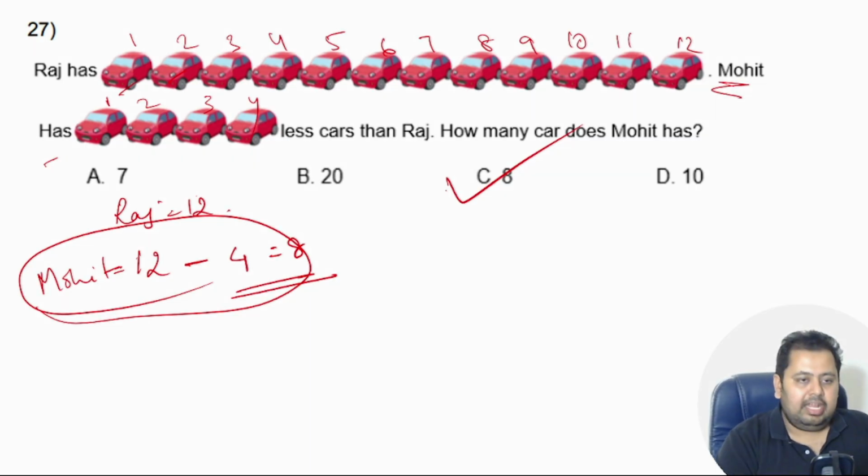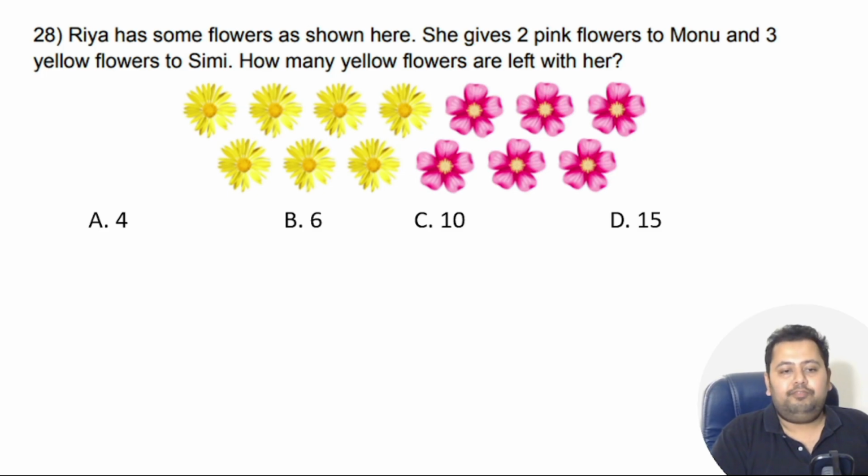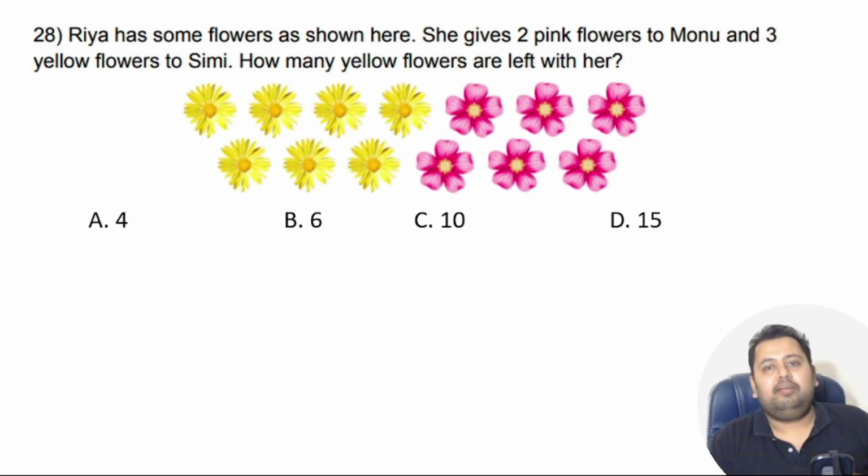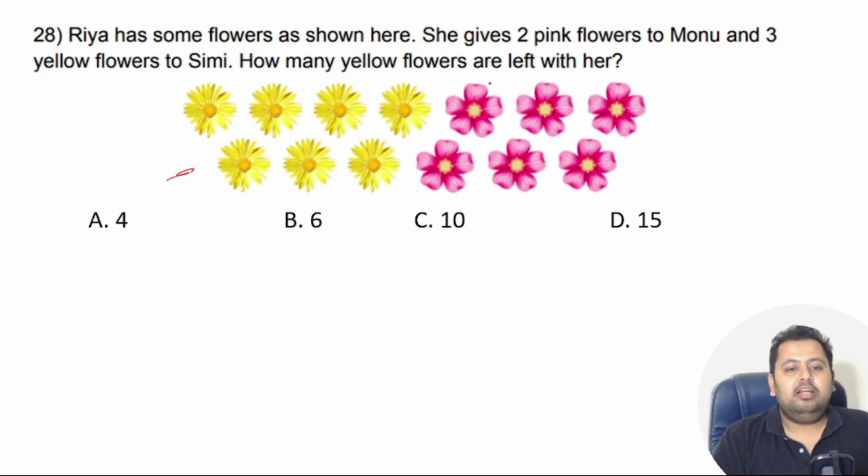Let's now move to question number 28. Ria has some flowers as shown here. So you can see some flowers given over here. She gives 2 pink flowers to Monu and 3 yellow flowers to Simi. How many yellow flowers are left with her? So here you have to focus more on yellow flowers than pink flowers, right? Because finally, at the end of it, you have to find out how many yellow flowers are there, right? So pause the video, solve it, and we meet the other side.